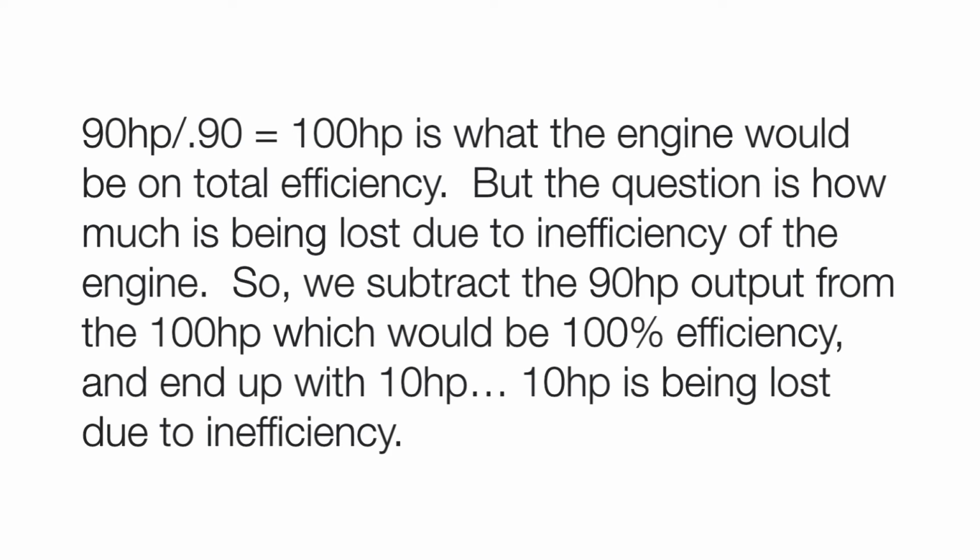Remember, the output is placed over the efficiency. 90 horsepower over 0.9 in this case. That's equal to 100 horsepower. And that is what the engine would be on total efficiency. But the question is asking how much is being lost due to inefficiency. So we subtract 90 horsepower output from the 100 horsepower, which would be the 100% efficiency. And we end up with 10 horsepower. 10 horsepower is being lost due to inefficiency.